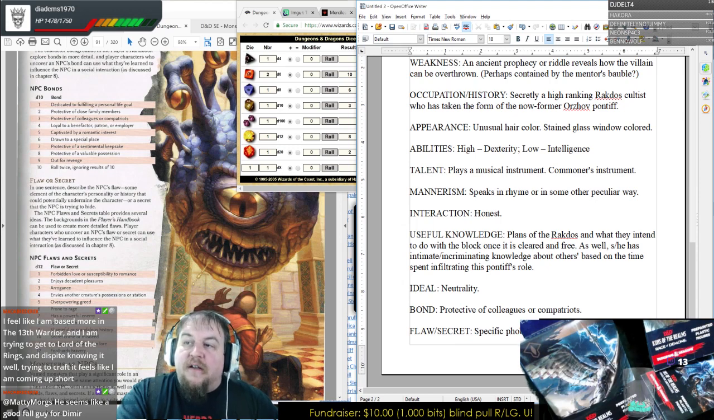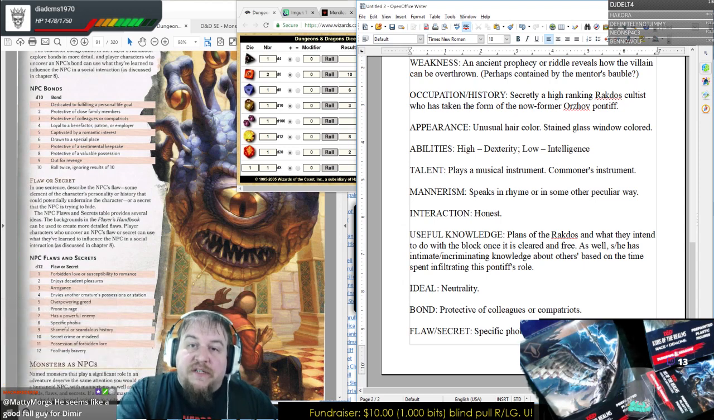He seems like a good fall guy for the Dimir. Yeah, so maybe the Dimir have been layers upon layers, just like how Ravnica is built. He might be striking against Orzhov in the name and under the guise of Rakdos, but really the Dimir have been influencing him.